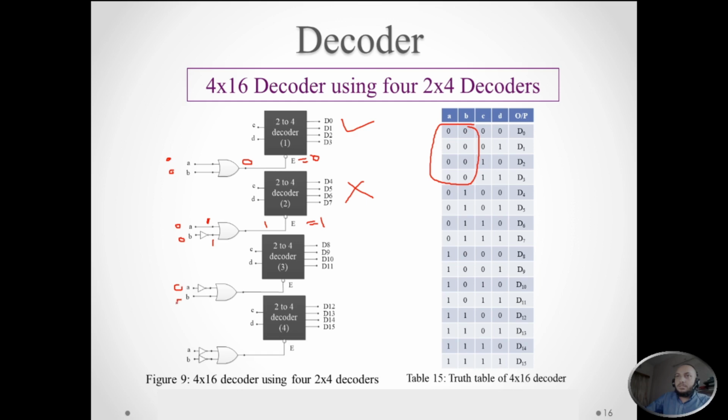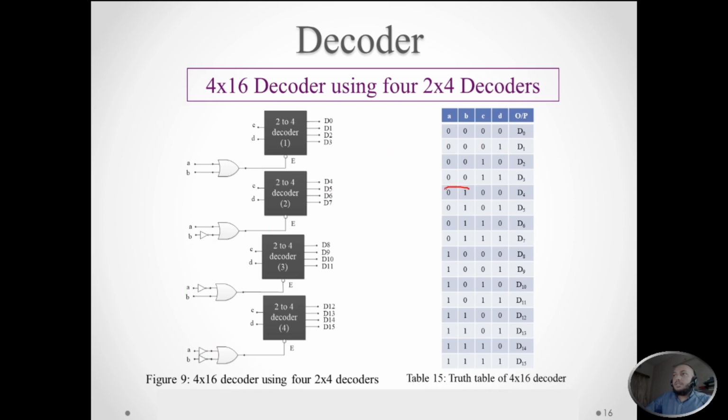For this case 0 0, the OR gate will get the inputs as 1 0, so output will be 1 and E will be 1 and this decoder won't operate. Here the OR gate is getting 1 1, so the output will be 1 and enable pin is getting 1, so it also won't operate. So for the first 4 cases, only the first decoder is working and we will get the outputs as D0 to D3.